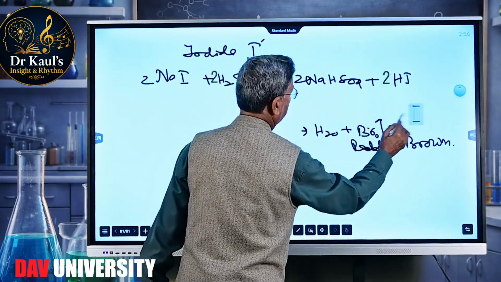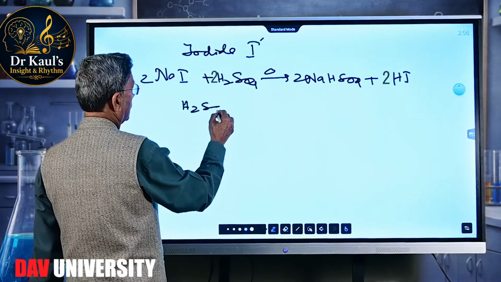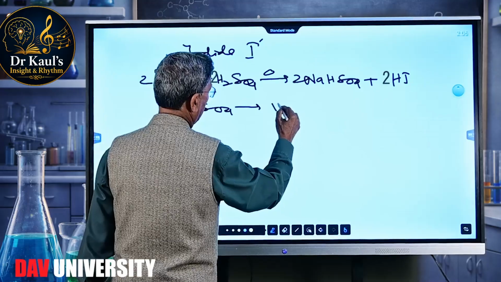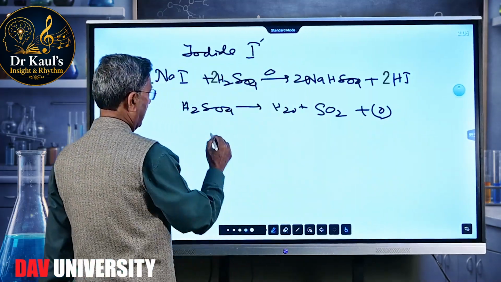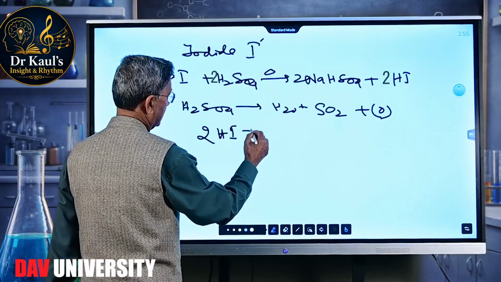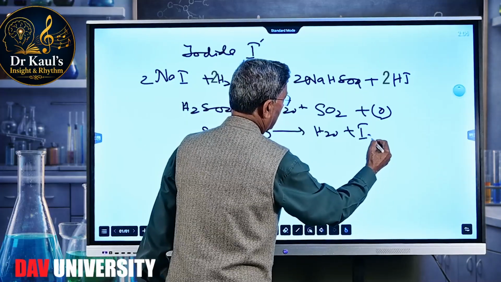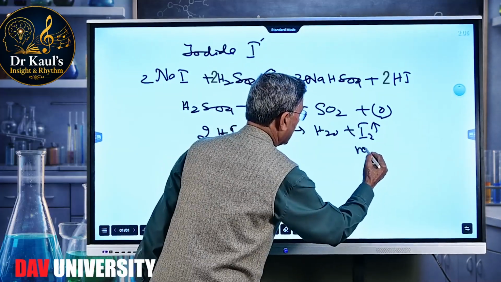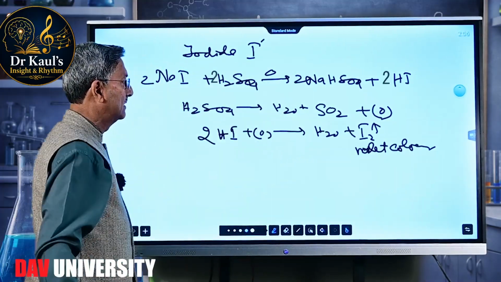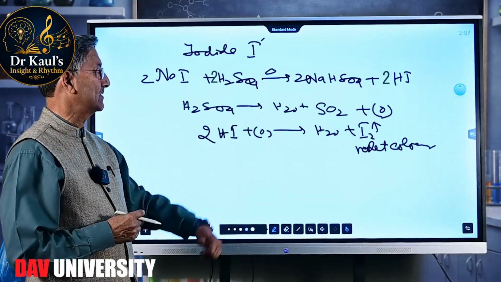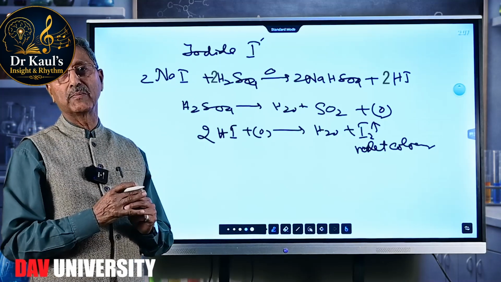I write it once again. H₂SO₄ gives us water plus sulfur dioxide plus nascent oxygen, and this nascent oxygen combines with 2 HI to give you water and iodine vapors, and these iodine vapors are of violet color. And when they come in contact with moist starch, then they form a starch iodide complex, which is bluish in color. If the quantity of iodine is more, then it becomes bluish blackish.